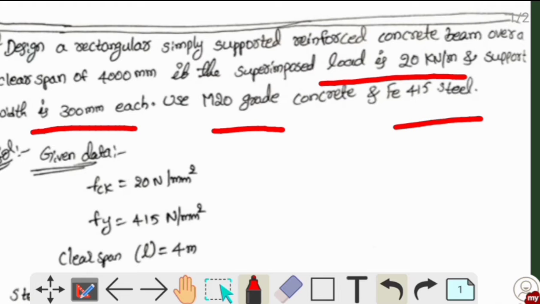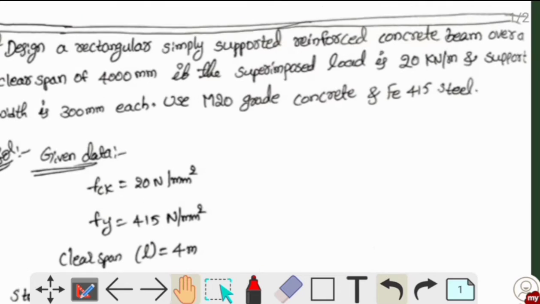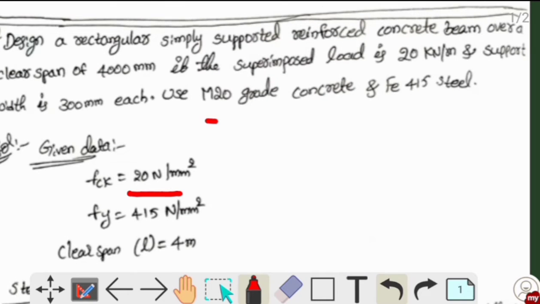First of all, write the given data for that problem. Use M20 grade concrete, fck equal to 20 Newton per mm square, and the grade of steel fy equal to 415 Newton per mm square, and clear span equal to 4 meters.